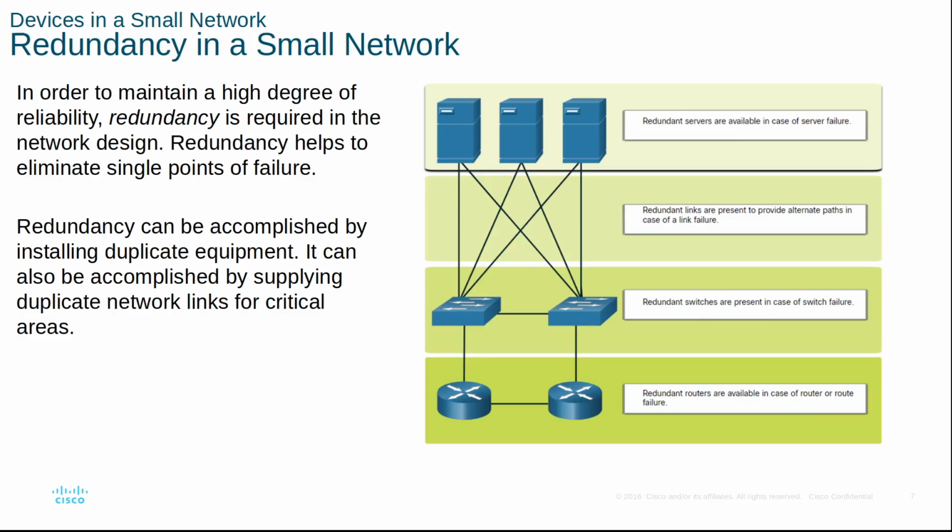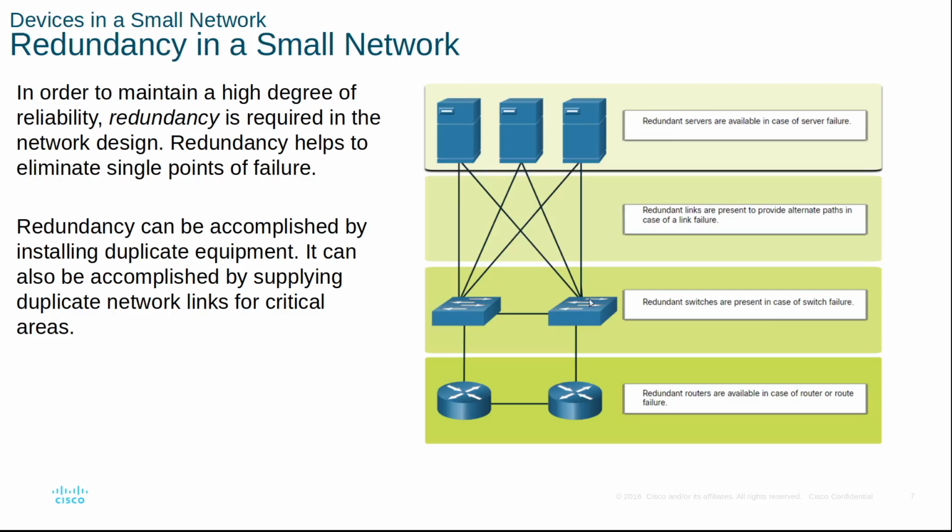To provide reliability in a network, and also to provide faster throughput, you need redundancy. Redundancy helps you eliminate your single points of failure. So you can install duplicate equipment for anything that's critical, and configure them in a full mesh or even partial mesh topology.